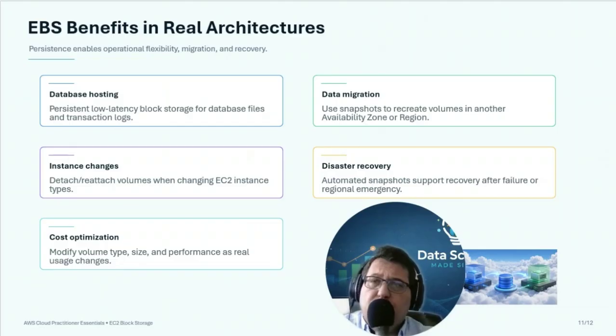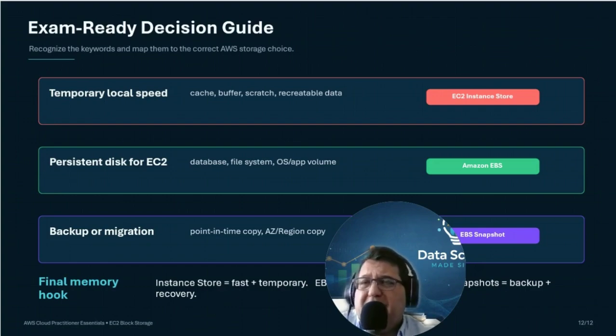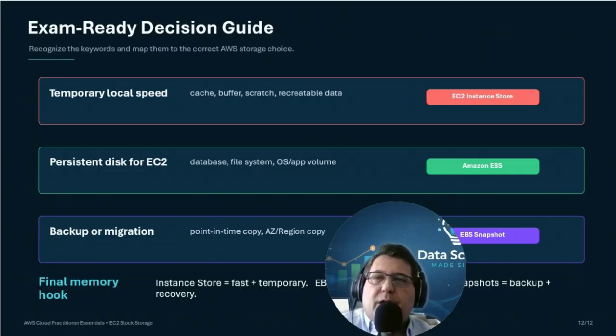So I'm going to finish with slide 12, the exam-ready decision guide. Let's finish with a practical decision guide for the Cloud Practitioner exam. Temporary local speed: when the question mentions cache, buffers, scratch data, temporary processing, recreatable information, or extremely fast local storage, the likely answer is Amazon EC2 instance store. The important conditions are that the data is temporary and that losing it is acceptable.